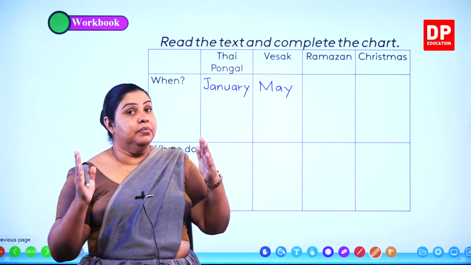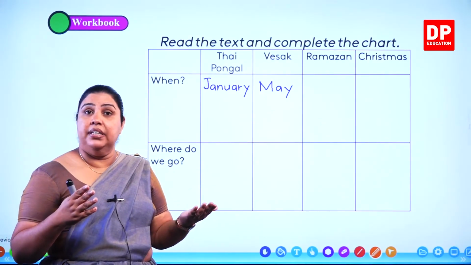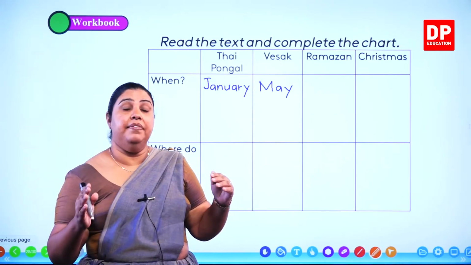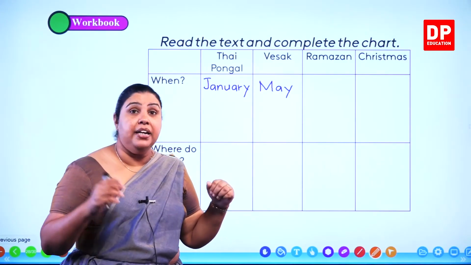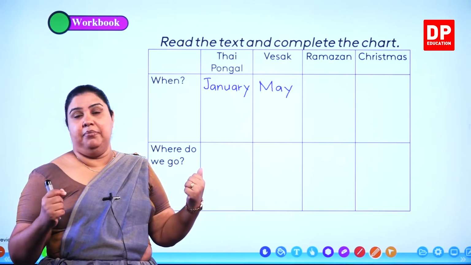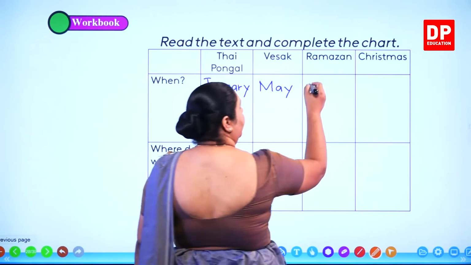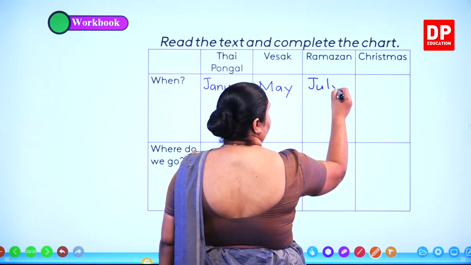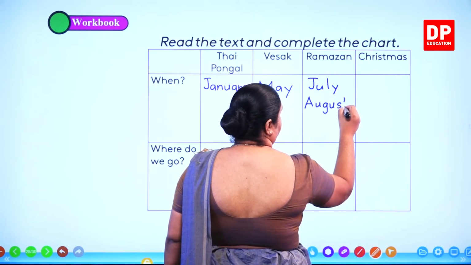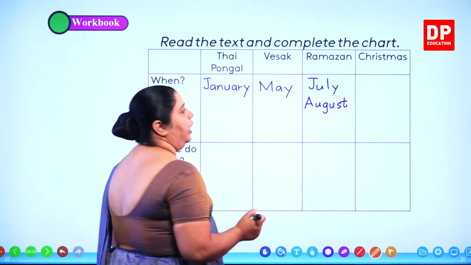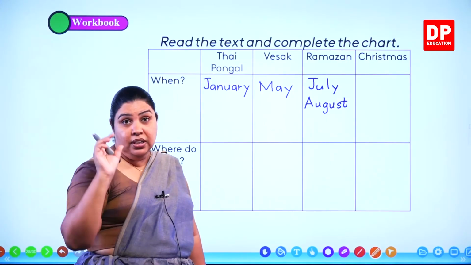Because it is a festival that most of the people celebrate all around the world, the days are different. It doesn't have a specific date like Thai Pongal is in January and Vesak Festival we have in May, and Christmas exactly on the 25th of December. But Ramazan doesn't have a specific day, but we can say maybe in the month of July, or sometimes it falls in the month of August. Sometimes maybe June, July, August, one of those 3 months. So there is no specific date.